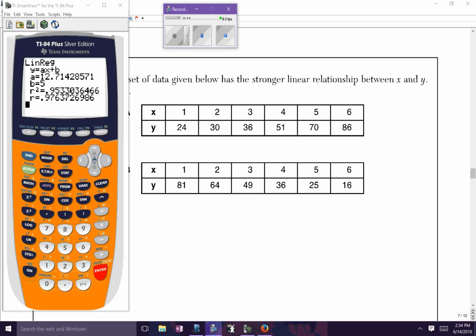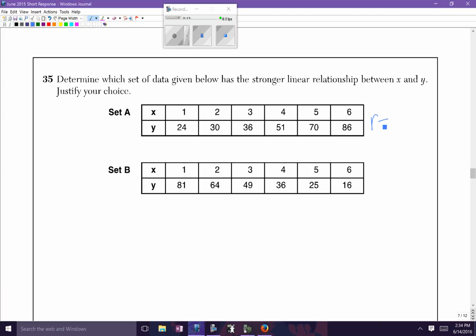So if we look here, we're looking for the correlation coefficient, which is the R value. And so for set A, the correlation coefficient is R equals 0.976, and I'm just going to do it to 3 decimal spots.